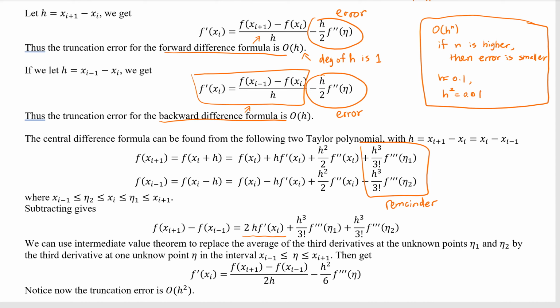Now, we can solve for f prime. How do we solve for f prime? Well, we can move the other terms to the other side, and then we can divide by 2h. This term moved to the other side is negative h cubed over 3 factorial f triple prime of eta, and when we divide by 2h, actually it's 3 factorial times 2. So 3 factorial is already 6.